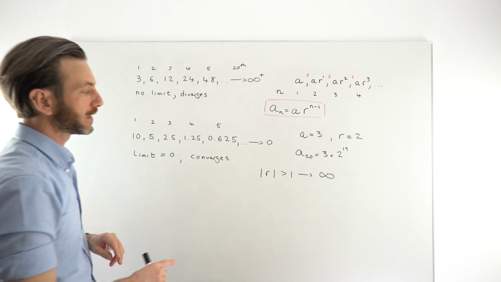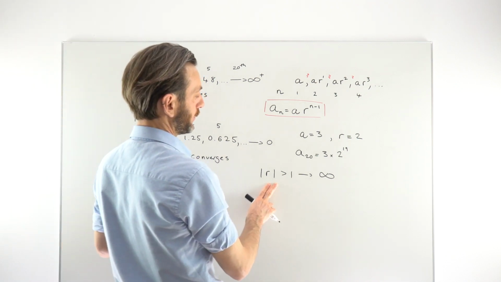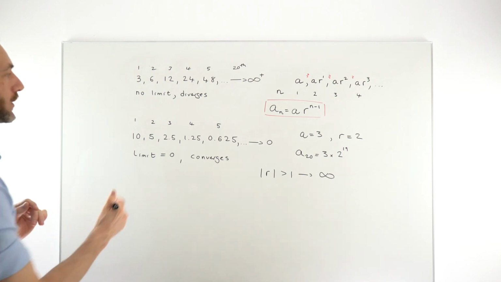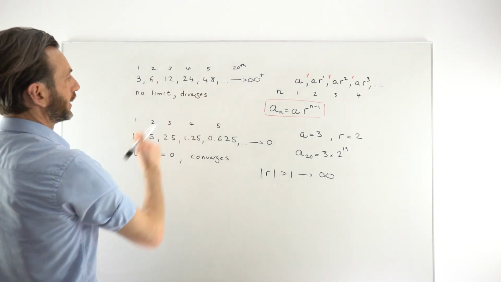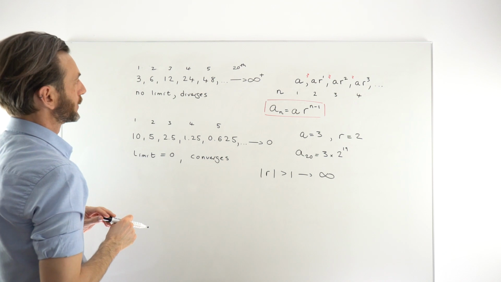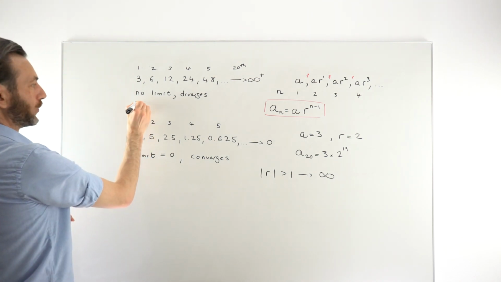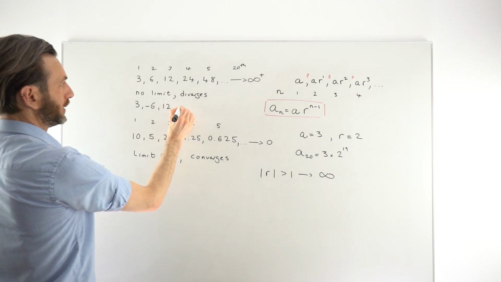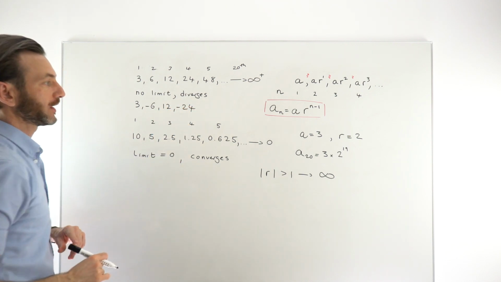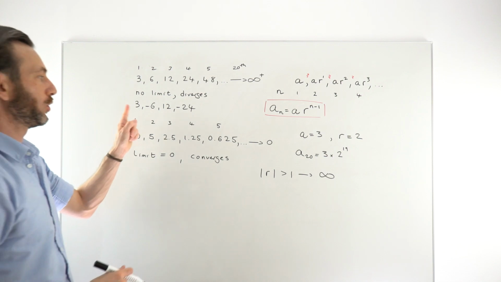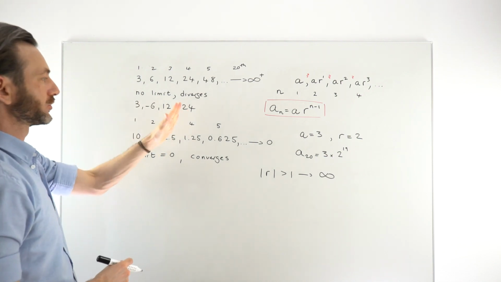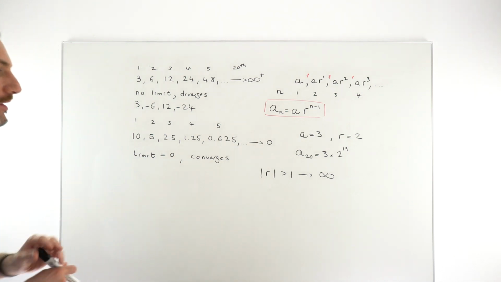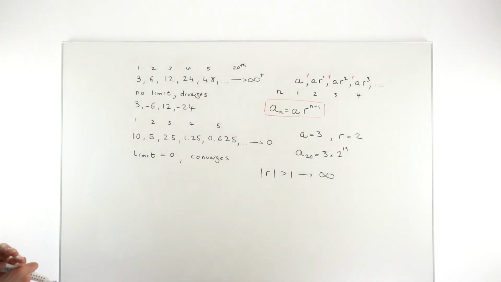In fact, if you were dealing with a negative value of r, that's actually going to diverge for a different reason, because if you were multiplying here by, for example, minus 2, then it would go 3, negative 6, 12, negative 24. So that's divergent, but that's divergent because it's alternating. So the numbers are divergent, but also it's an alternating sequence, and an alternating sequence by definition is also divergent.